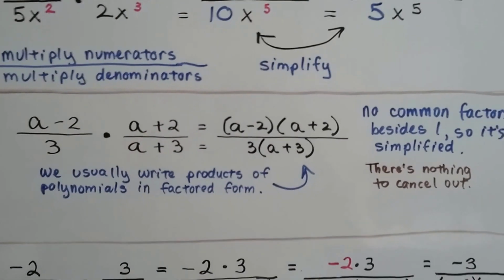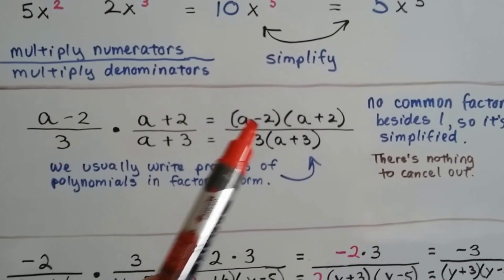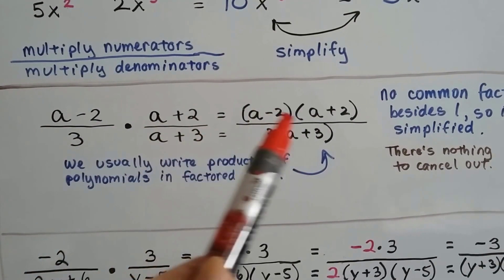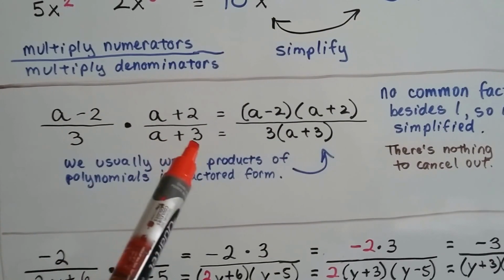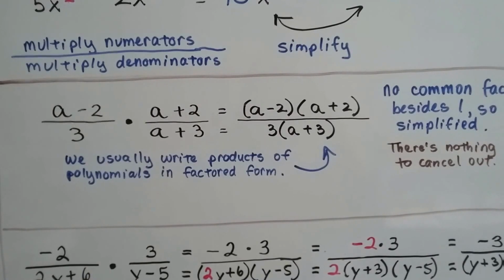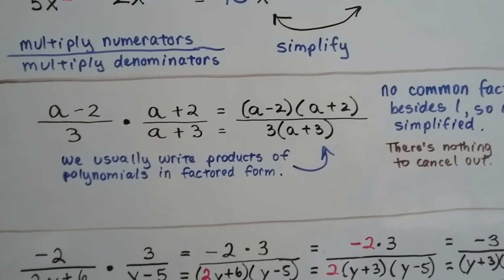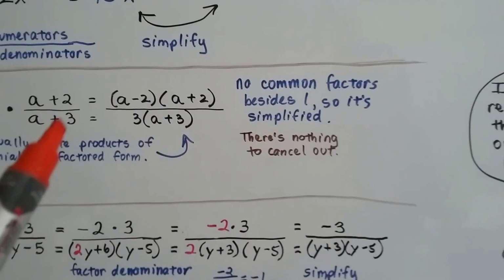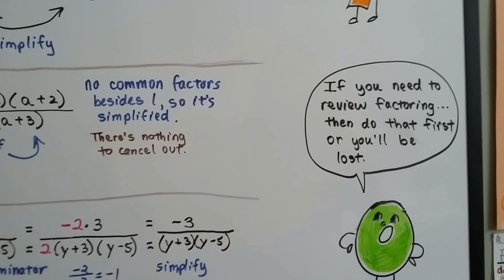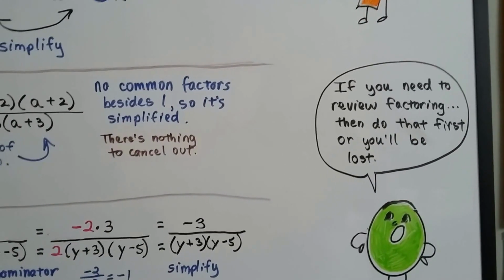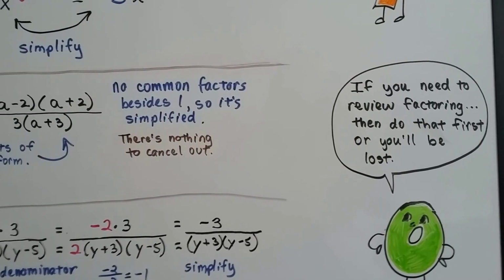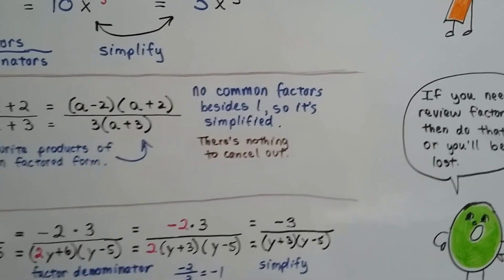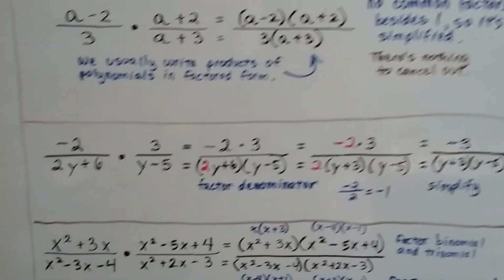This one has no common factors besides 1, so it's already simplified once we write it with a long fraction bar like this, see? It's a minus 2 times a plus 2 over 3 times a plus 3, see? We usually write the products of polynomials in factored form, so there's nothing to cancel out. We're done, all right? Now, if you don't remember how to factor binomials and trinomials, there's a link in this playlist that you can go back and review factoring, because if you don't remember from Chapter 5, when we did all this factoring, you need to go back and watch it, otherwise you're going to be lost, okay? You're going to be very confused.